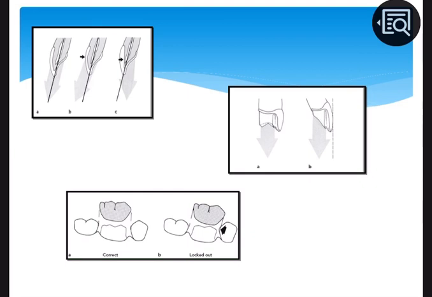So now in these pictures, in the first box, there are three pictures, A, B, and C. In picture A, the path of insertion of a preparation of the metal ceramic crown should be parallel to the long axis of the tooth. As you see, the arrow sign is along the long axis of the tooth. So in the first box, in the first picture A, it represents the path of insertion of this maxillary central incisor ceramic crown, which should be parallel to the long axis of the tooth.